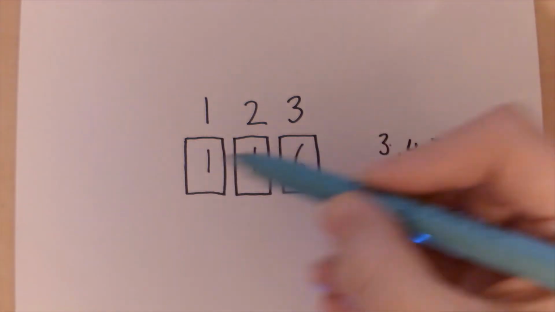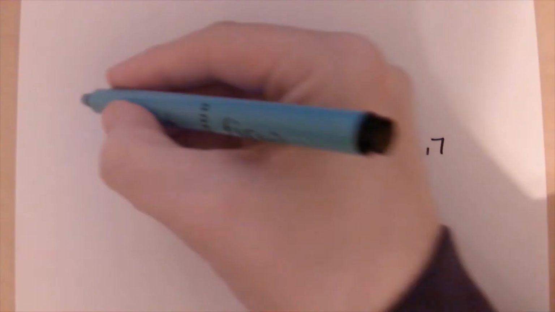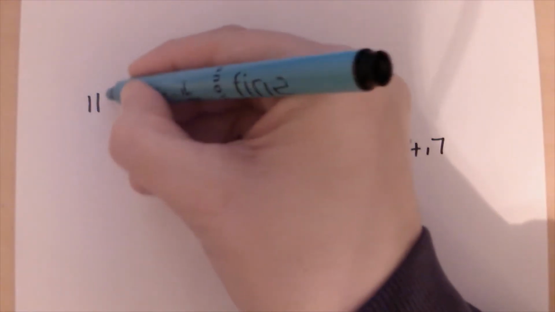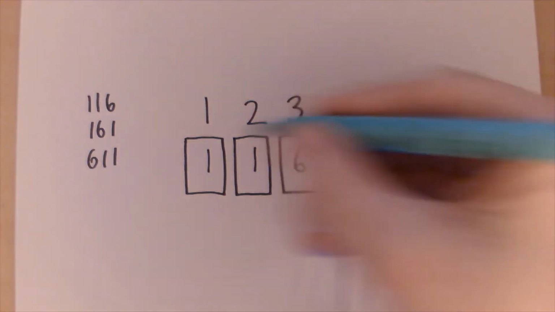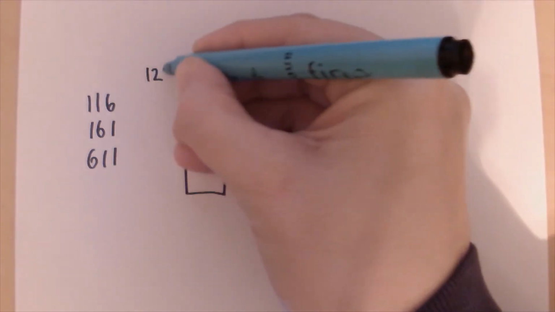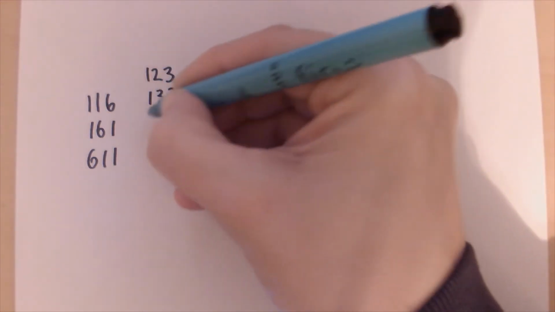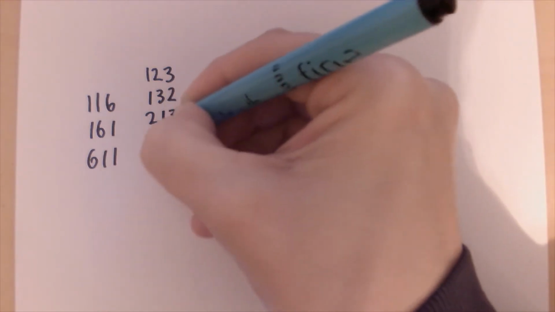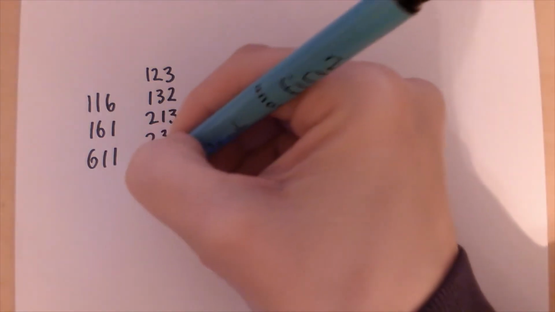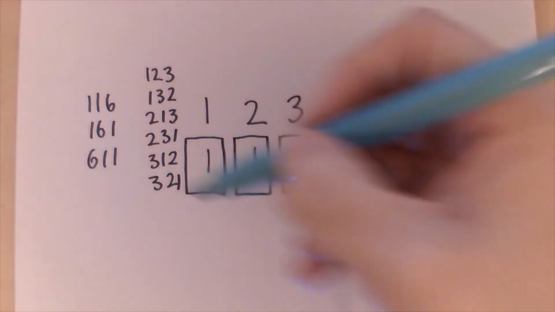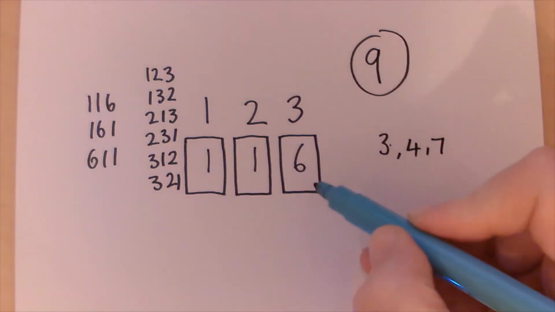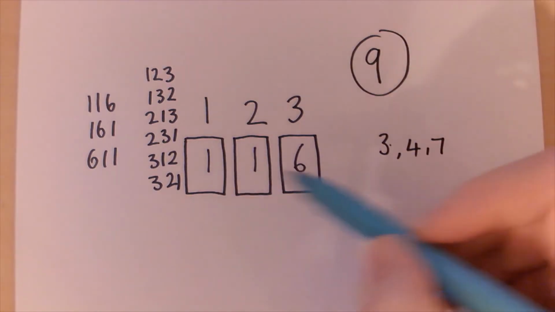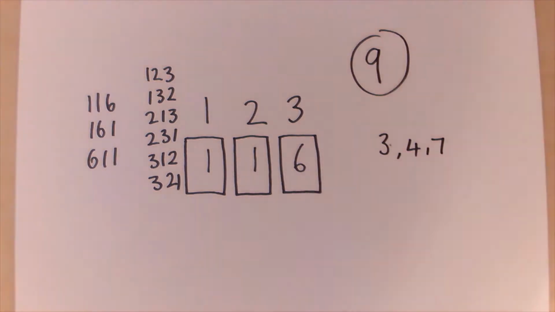But there are lots of ways around you can have these numbers. So for example, you could have had 116 and 161 and 611. And then with 1, 2 and 3, you could have had 123, 132, 213, 231, 312 and 321. So we have 6 here and 3 here, so the answer is 9. There were 9 different ways to times the numbers to make 6. Well done if you got it.